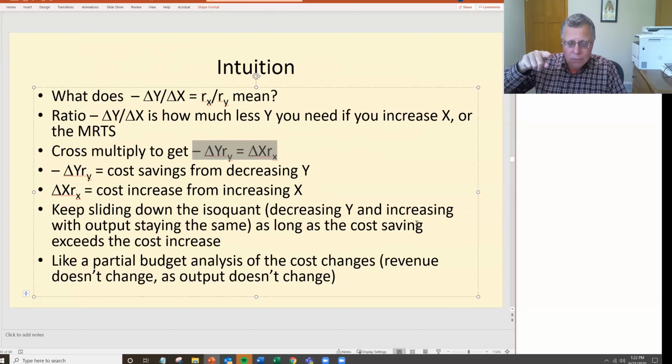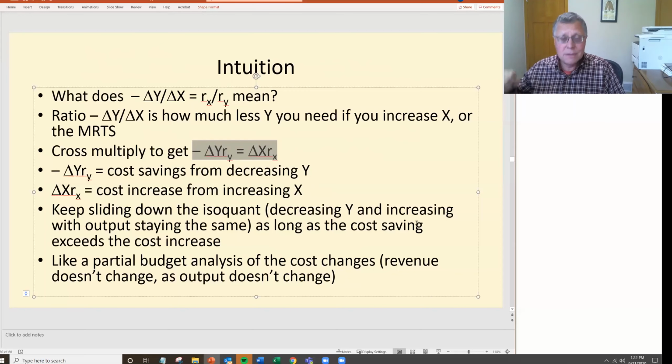How much do I have to increase x? Oh, I cut back on y by $10 and I have to increase x by $3. Oh, okay, that's worth it. Now I cut back on y by $10 and I have to increase x by $8. Oh, okay, that's still worth it, but boy, it's getting closer.